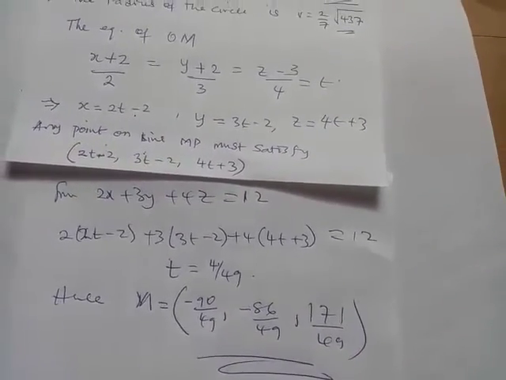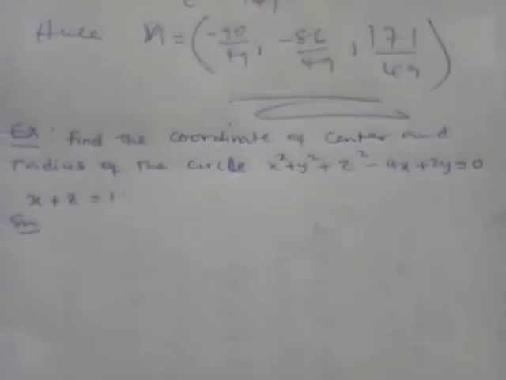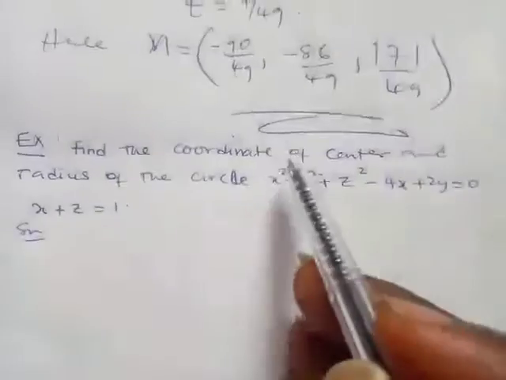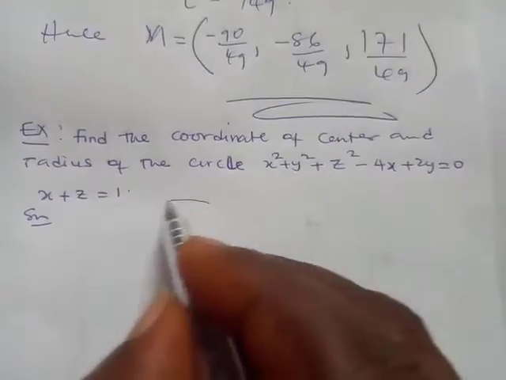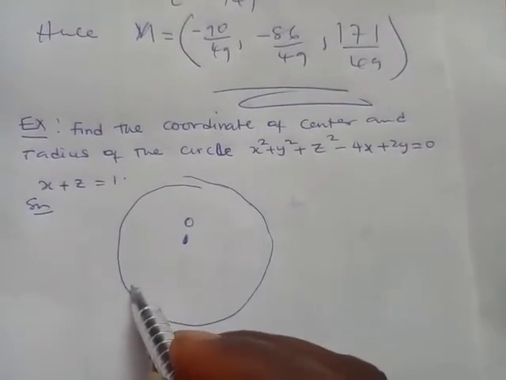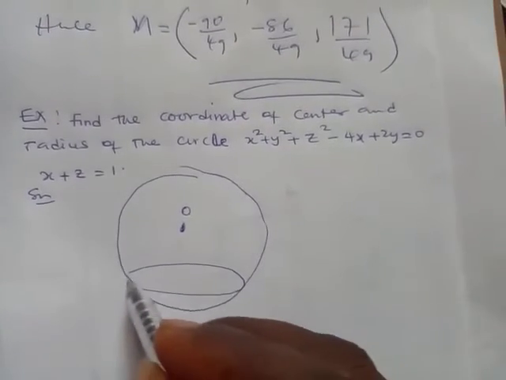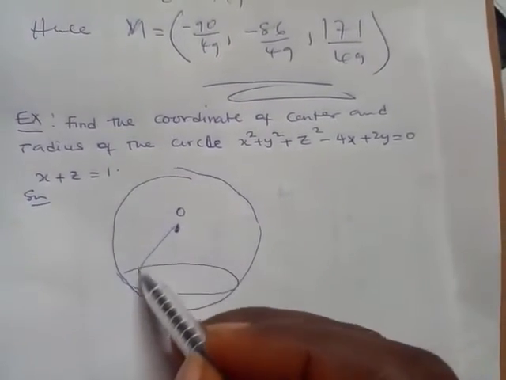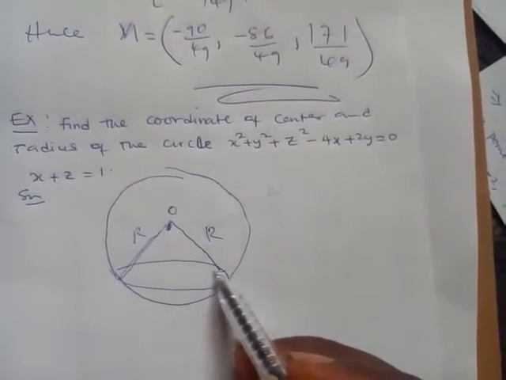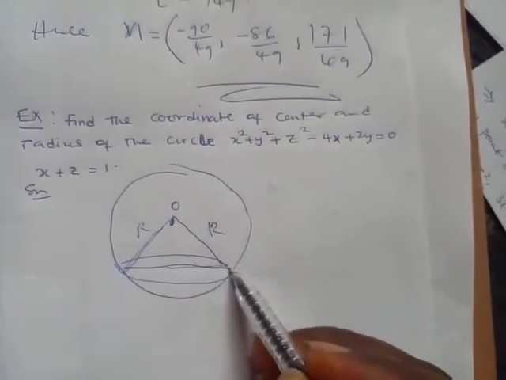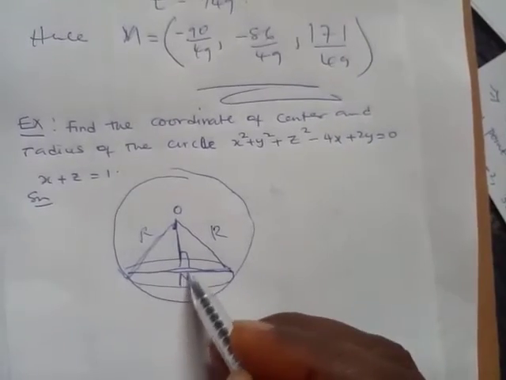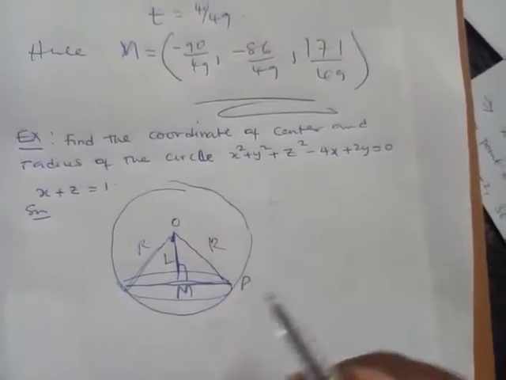Let's take another example involving this. We have another question here. We have to find the coordinate of the center and radius of this circle. In order to get it right, you need to draw it so that you understand it better. So this is the plane here. This is the radius of the sphere. And let's say this is a line on this plane, and this is a perpendicular line. Let me call this place M as usual. This is L, this is P.